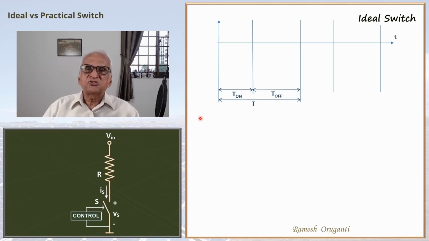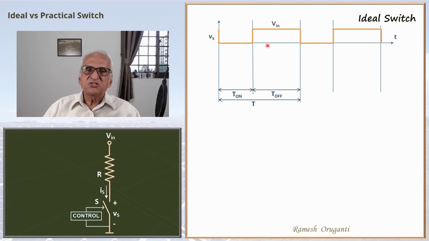During the interval T on, the switch is on, so the switch voltage is 0. It's an ideal switch. When the switch is off during the T off interval, Is is 0. So the voltage drop across the resistance will be 0. So the voltage drop across the switch Vs will be equal to Vin. So the switch voltage will vary between 0 and Vin as shown.